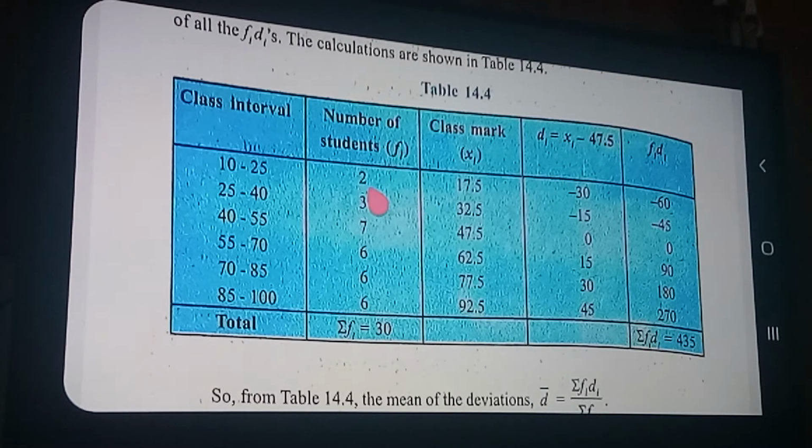Okay. So here fi and di multiplied, how much? Minus 16. Here 3 into minus 45, how much? Minus 45. 7 into 0, 0. 6 into 15, 90. 6 into 30, 180, etc. You made the column, so the total of fi di is found. After that, add all the fi di. Okay, and sigma fi, how much is coming? 30.